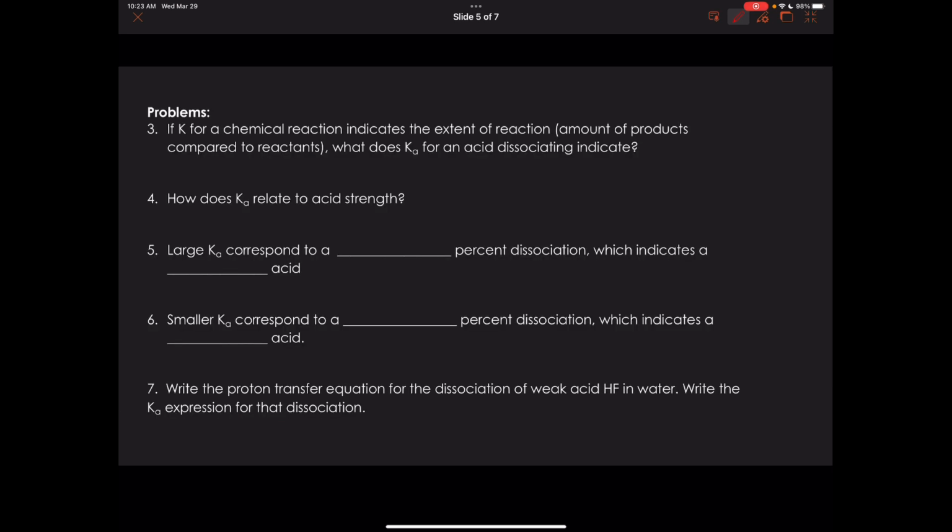Now, when we talked about Ks for chemical reactions, we said that K was going to indicate the extent of a reaction. And so when we talk about the extent of a reaction, we're talking about the amount of products formed compared to reactants left over. So if we're talking about a Ka for an acid, what do we think that Ka for that acid is indicating? Now we're talking about a dissociation. So if K is the extent of a reaction, and here we're looking at a dissociation, Ka is going to indicate the extent of dissociation.